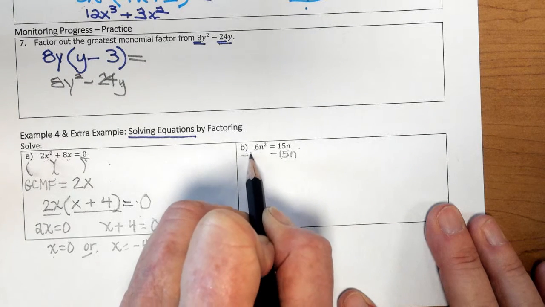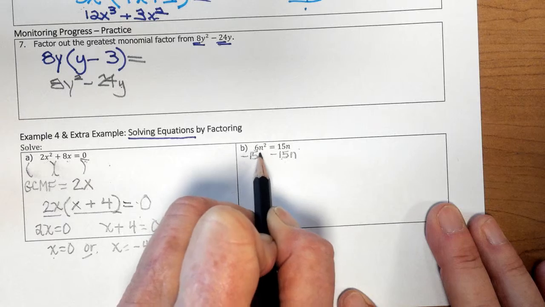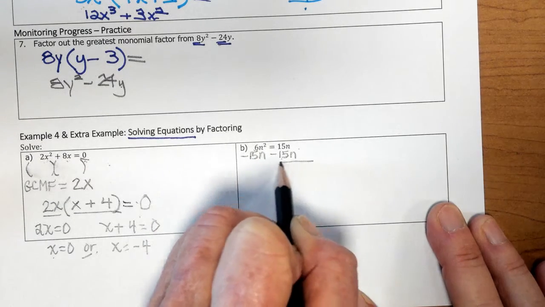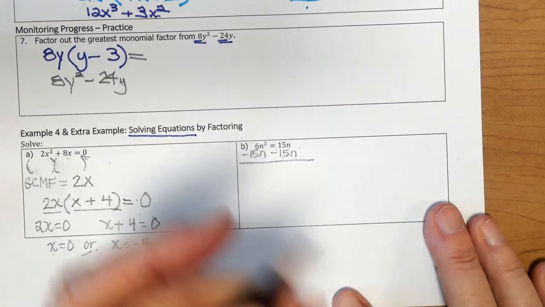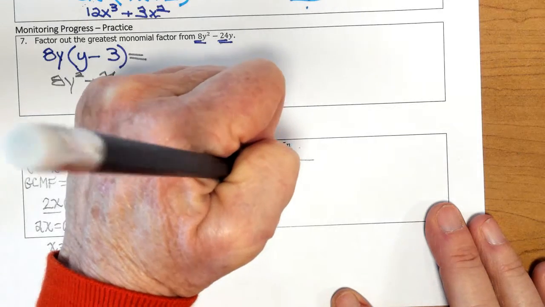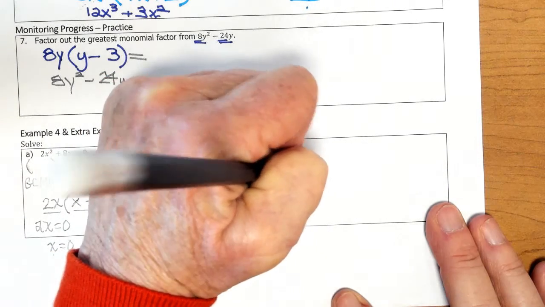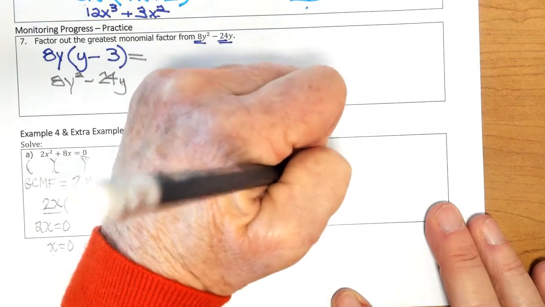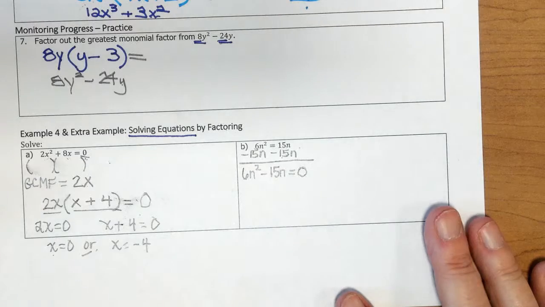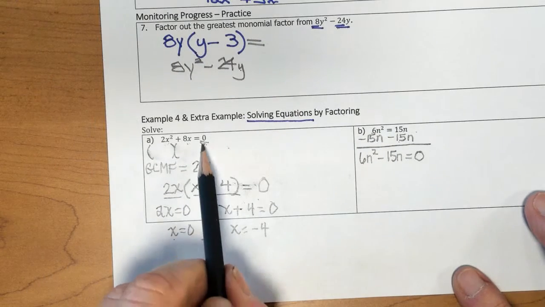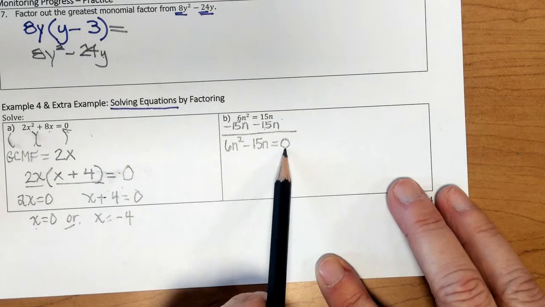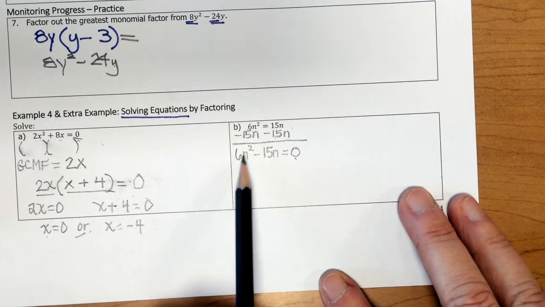So what happens if I subtract 15n from this side? What do I get? Let me show you. You're going to get 6n squared minus 15n is equal to 0. So now I got something equal to 0, but I don't have two factors.